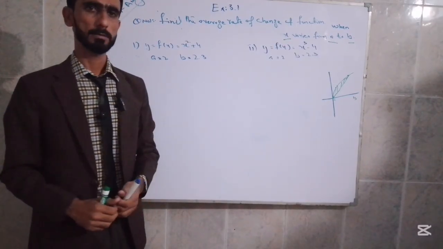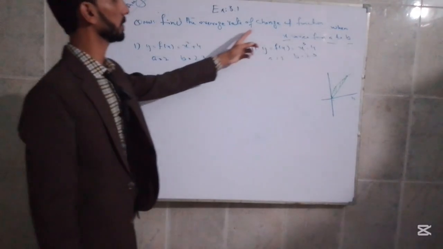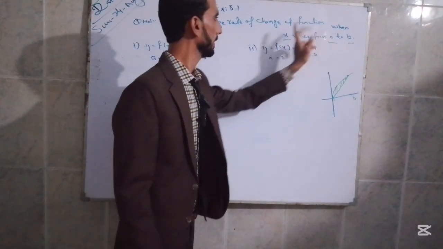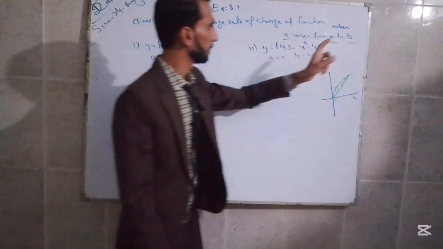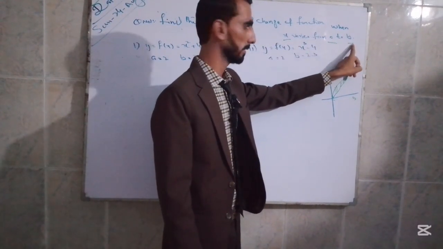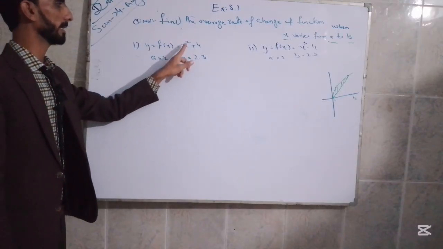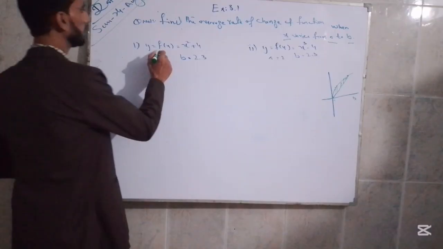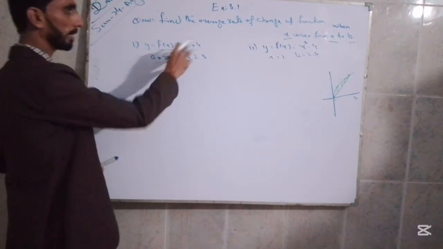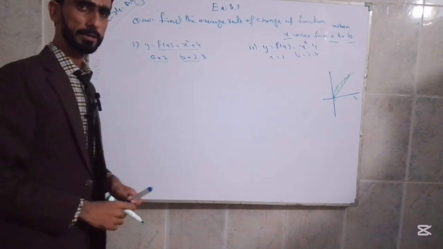Let us start our example. Okay, the first question is: find the average rate of change of the function when x varies from a to b. It means points are given. Which points? 2 points, a and b. So here is the example. y is equal to f of x, and f of x is equal to x square plus 4. It means our function is this one. f of x is equal to x square plus 4, and point a is 2 and point b is 2.3.